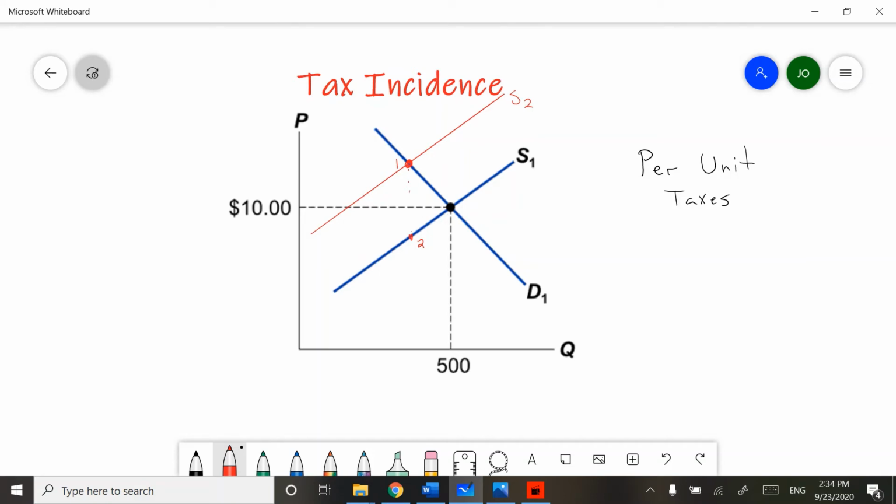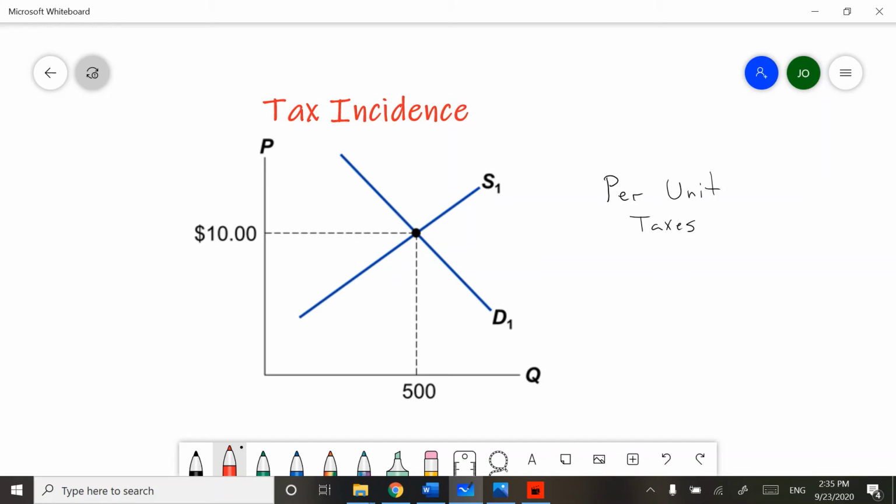Shifting supply and demand to analyze what happens in the market when a per unit tax is introduced can get very confusing. For example, you have to decide how much to shift your supply or how much to shift your demand. For this, there is another method that is more intuitive to analyze this type of situation. It is called the wedge method.